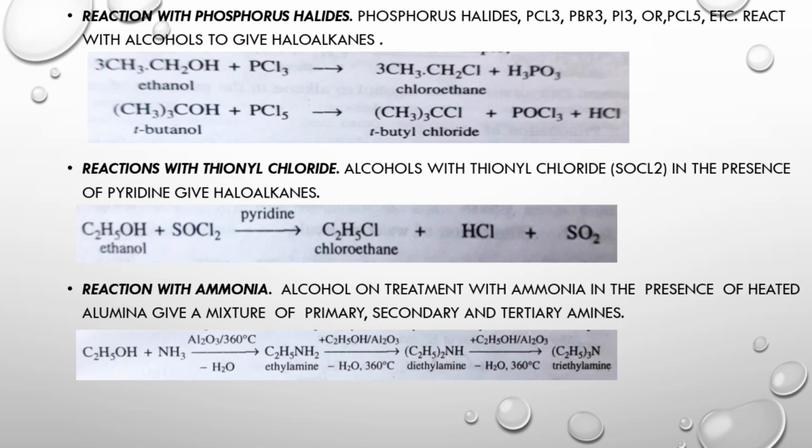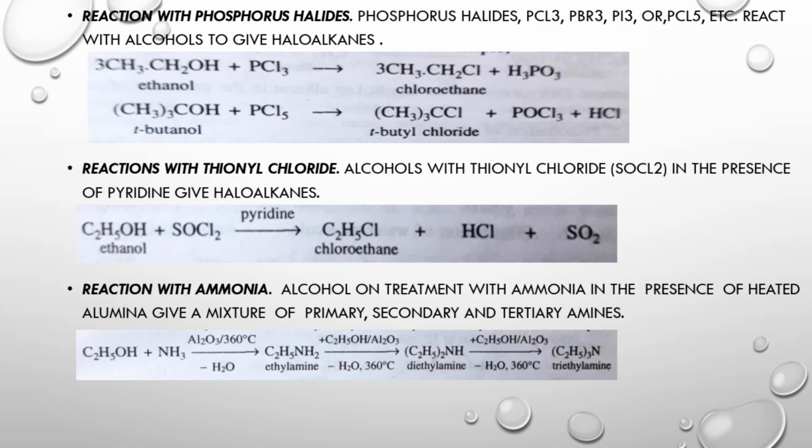Another is reaction with thionyl chloride. Thionyl chloride is SOCl2, in the presence of pyridine it gives haloalkanes. Ethanol gives chloroethane when treated with thionyl chloride. Ethanol, C2H5OH, plus SOCl2 in the presence of pyridine gives chloroethane, C2H5Cl, plus HCl plus SO2, sulfur dioxide. Sorry.